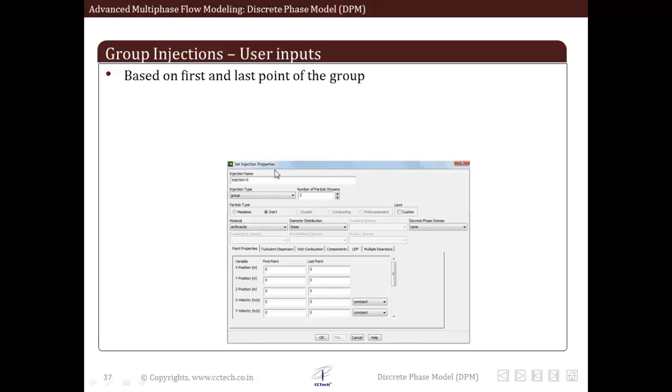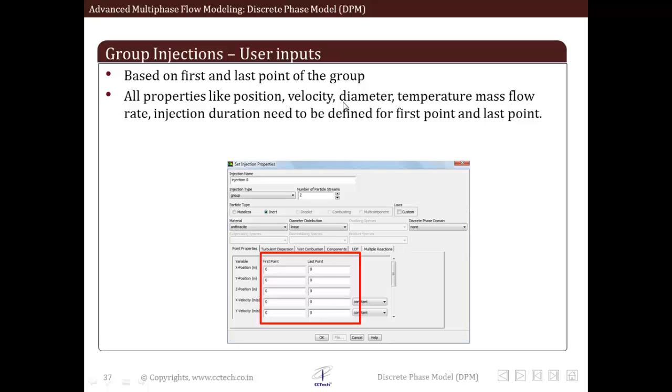As you can see, this is the set injection properties panel. Here we specify the first point properties, and in the second column we specify the last point properties. All properties like position, velocity, diameter, temperature, mass flow rate, etc. are to be defined for the first and last point, and all the in-between points or particles are calculated by linear variation. So we specify properties for just the first and the last point, and properties for all the points or particle streams in between are calculated by linear variation.